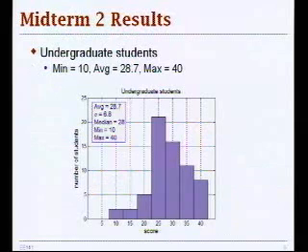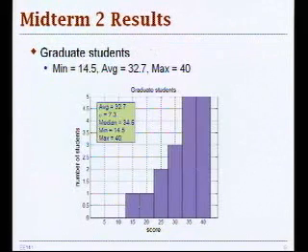We graded the midterm yesterday. We finished grading, and you did really well overall. This time the mean is around 75%. This is the distribution for undergraduate students. Minimum was 10, maximum was 40. Quite a handful of people got the maximum, and the average was 28.7.